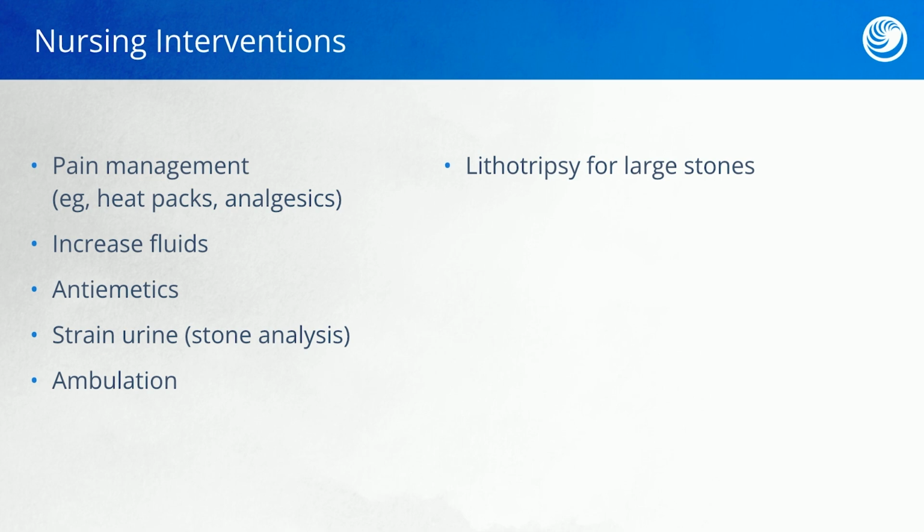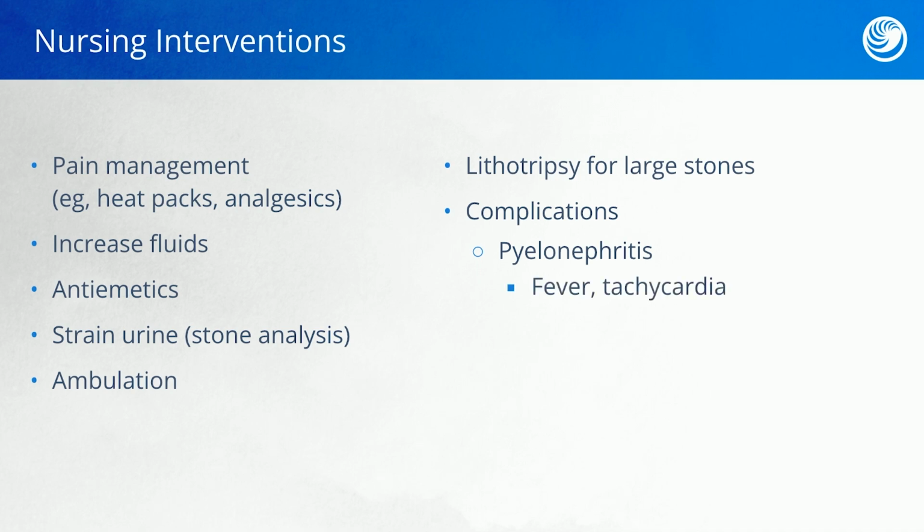Additionally, we need to monitor for any complications of acute nephrolithiasis, such as the development of pyelonephritis. Again, with that urinary stasis and buildup of urine in the kidneys, this increases the risk for the development of infection. So we need to monitor for fever and tachycardia, as well as any other symptoms of infection, such as monitoring the client's intake and output, as well as monitoring some of their kidney function tests, such as their BUN and creatinine levels.